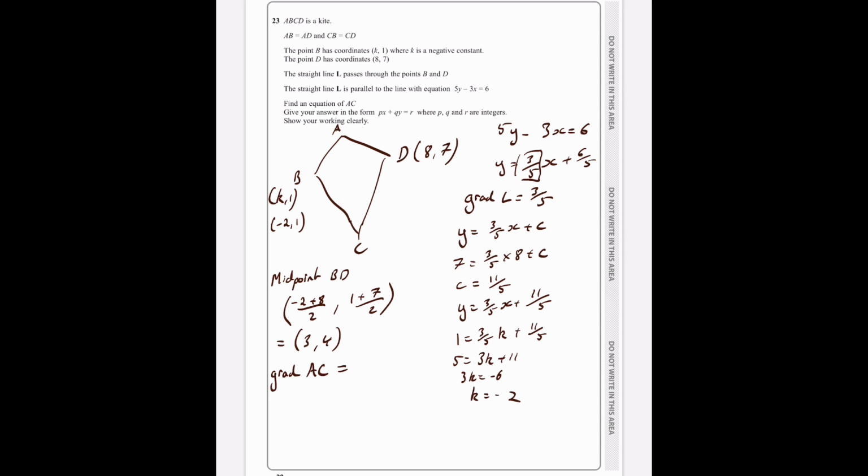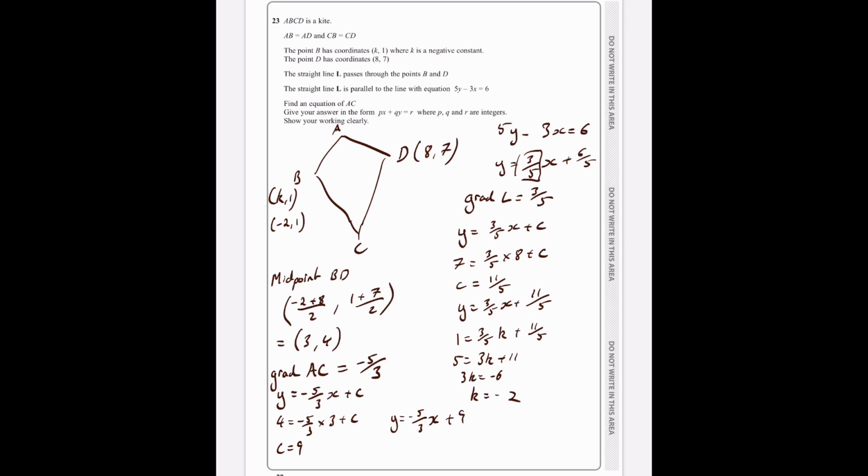The gradient of AC is perpendicular to the gradient of BD. BD had a gradient 3/5, so the gradient of AC is a negative reciprocal, that's -5/3. Therefore, the equation of the line that passes through AC is y equals -5/3 of x plus c. We know it passes through the midpoint, so we can use the coordinates (3, 4) to work out what the c must be. Substitute y to be 4, x to be 3 into the equation.